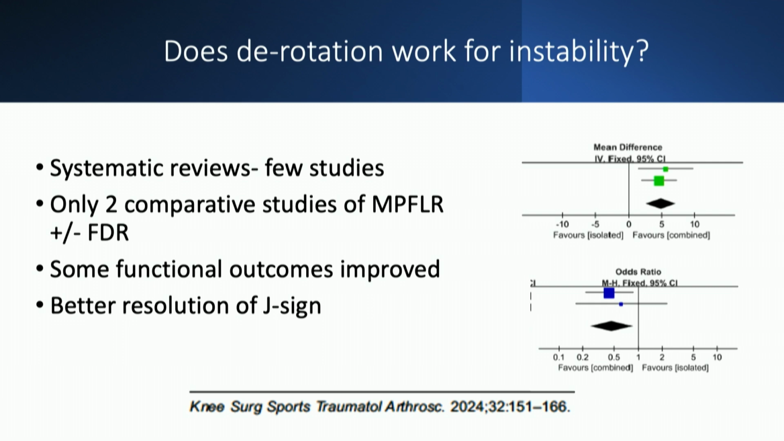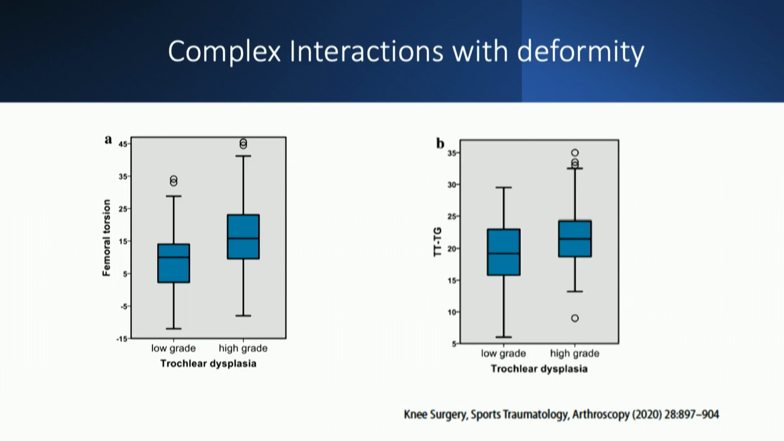But what they show us is if you pick bits out, it does seem to make a difference for patellofemoral instability in comparison to MPFL reconstruction on its own. But very subtle features. So the top right is box charts that show you Kujala scores. So it does favor derotation. The bottom is resolution of the J sign, which tells you that derotation may affect the tracking of the patella in a positive way. But the differences are small.